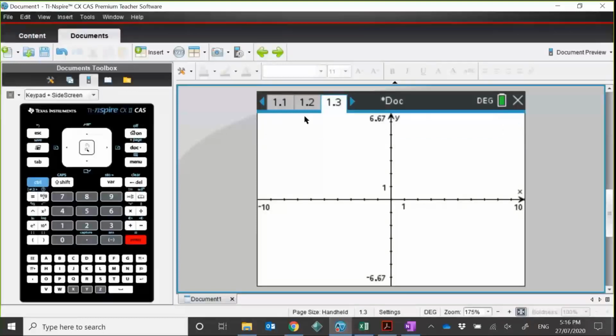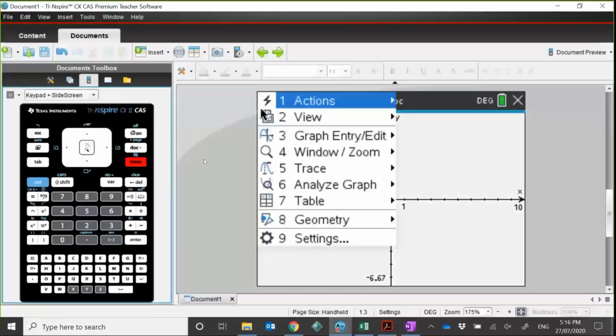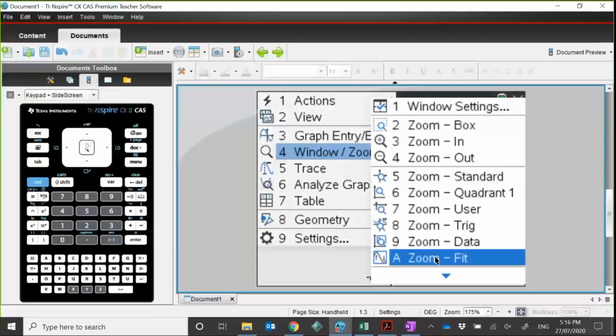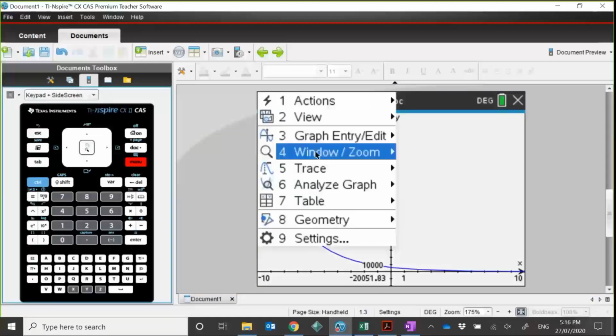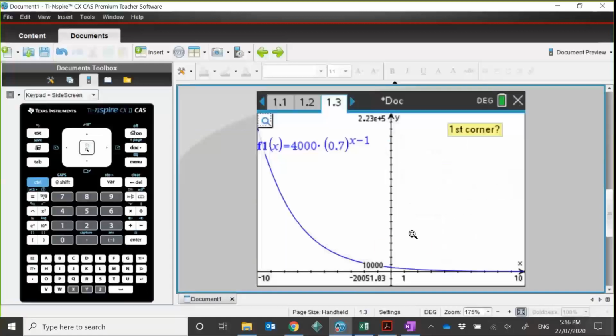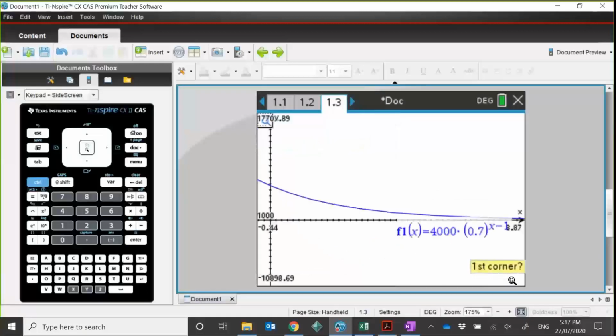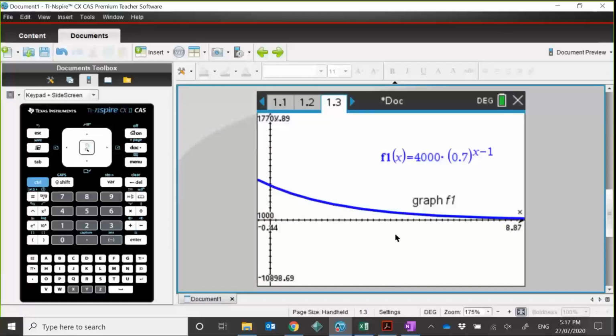If we graph that, we can't see it because it's off the page. So if we just do a quick zoom fit, so menu, window zoom, zoom fit, there is our graph, and I'm just going to zoom into the area that we want. Window zoom, zoom box. If I just zoom into the relevant area, that is a graph of how this population is changing. So we're starting at 4,000 and the population is dropping away.